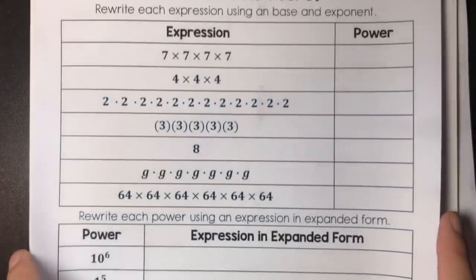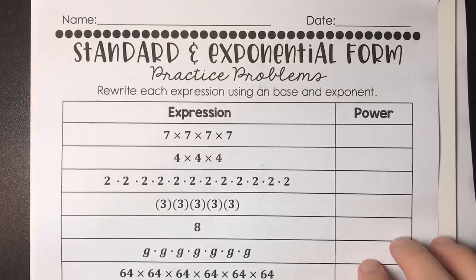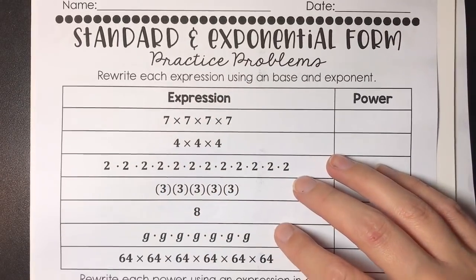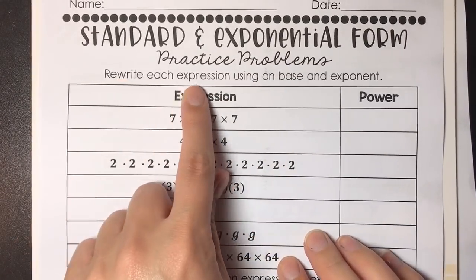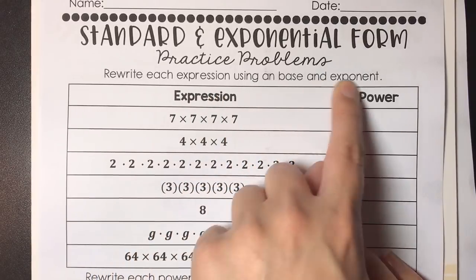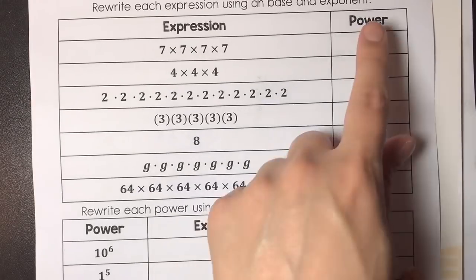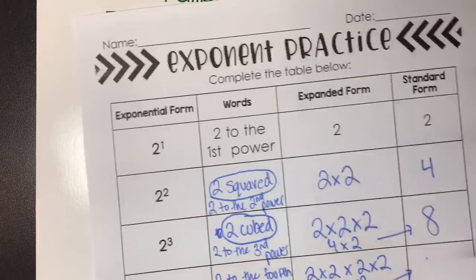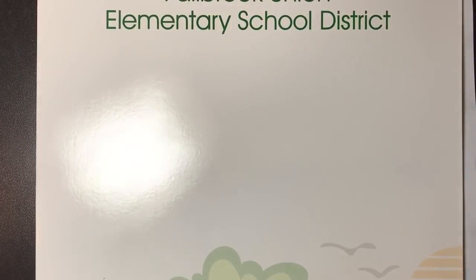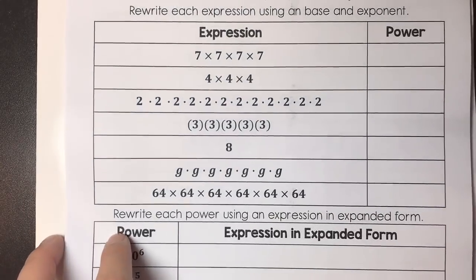It looks something like this. I want you guys to start working on your group work. This is asking you to rewrite each expression using a base and an exponent. So they did it in expanded form. And I want you guys to write it like this, in exponential form.